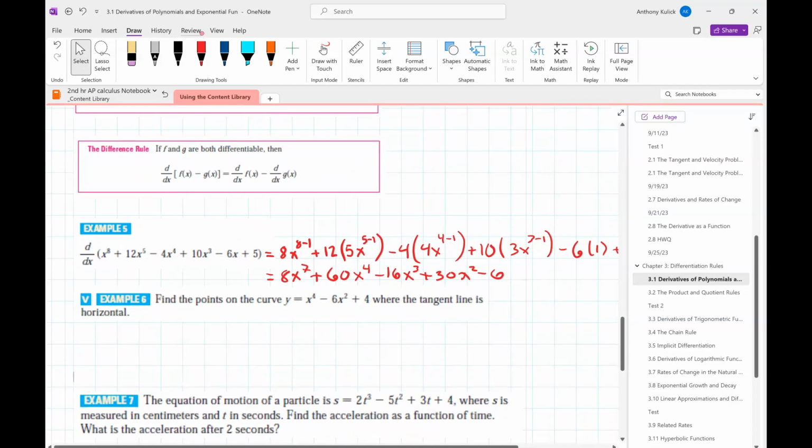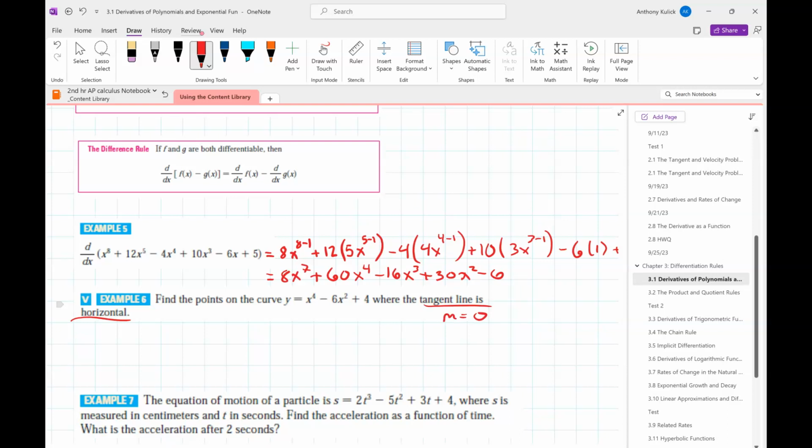We're getting there. Okay. What if we want to find the points on the curve y equals x to the 4th minus 6x squared plus 4, where the tangent line is horizontal? What do you do with that? Tangent line is horizontal means the slope is 0, right? And what tells me about the slope? The derivative. So let's start by finding the derivative.